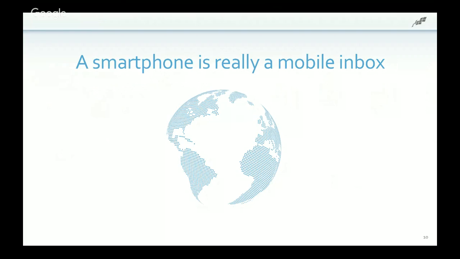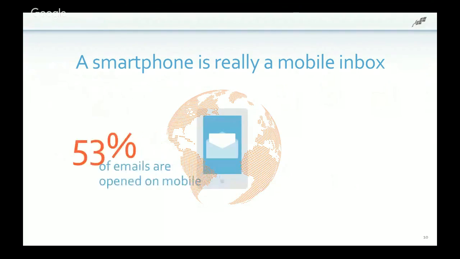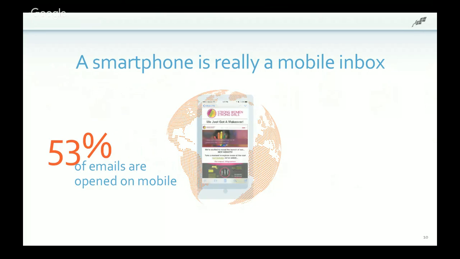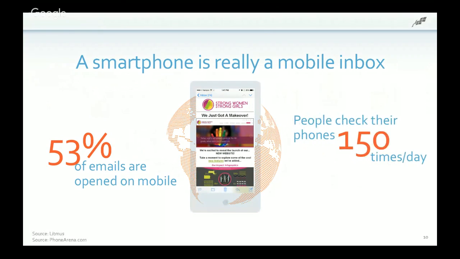So why are we talking about subject lines? Well, 53% of emails tend to be opened on mobile. And did you know that the average person looks at their phone about 150 times a day? Your email should be one of those messages that they're checking, and we want messages to stand out in a crowded inbox on a mobile or on desktop computer.